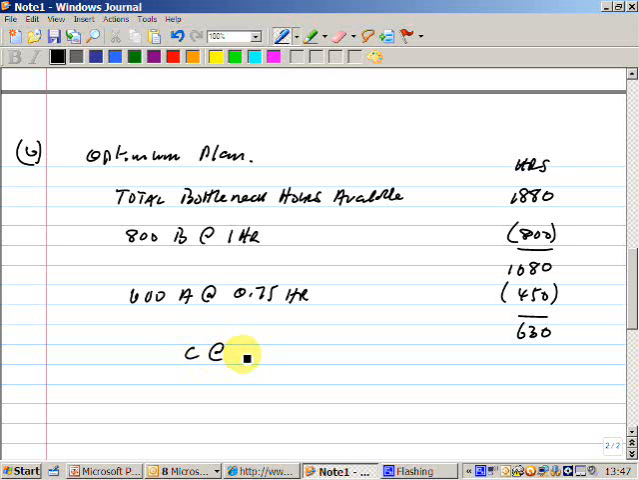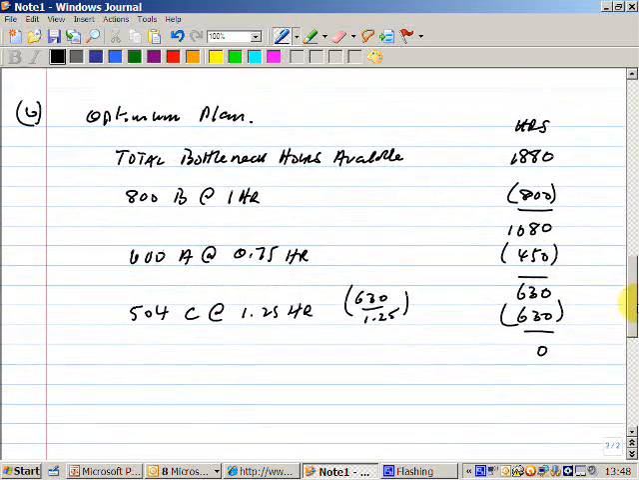So then we'll do C at 1.25 hours. Now, how many procedures can we do at one point in that time? And so it's obviously going to be 630 divided by 1.25. Okay, that's the calculation. 630 divided by 1.25, and we can do 504 procedures, and that would use up all of our time. So we can go through it in that particular way. So the optimum plan is to do 600A, 800B, and 504 of the less profitable C. That gets us to our optimum plan.